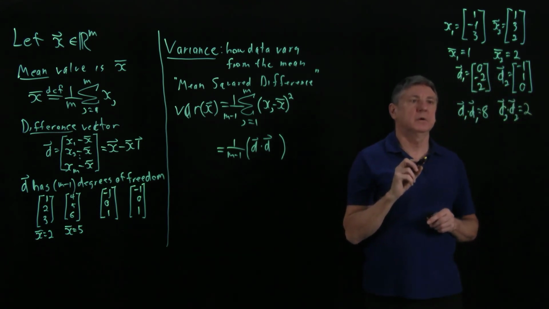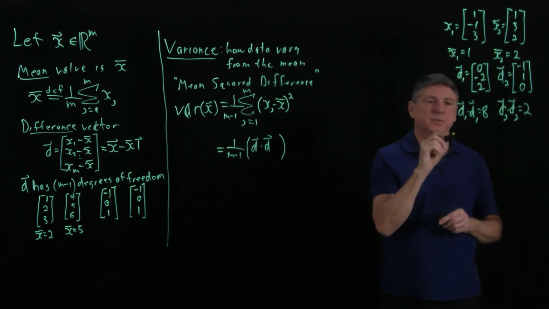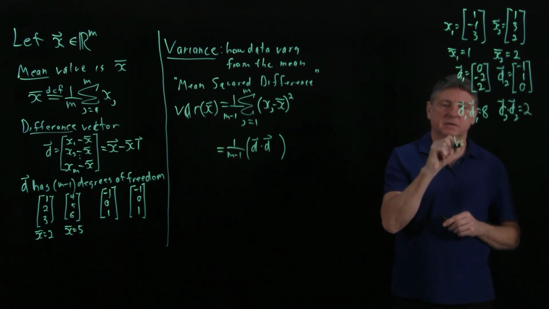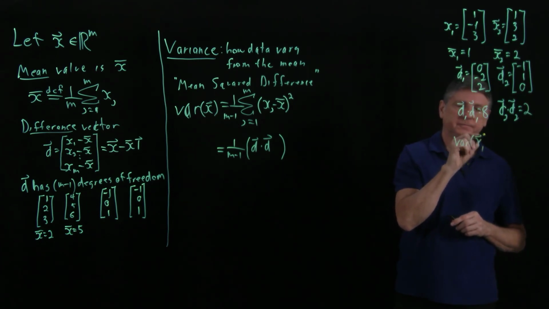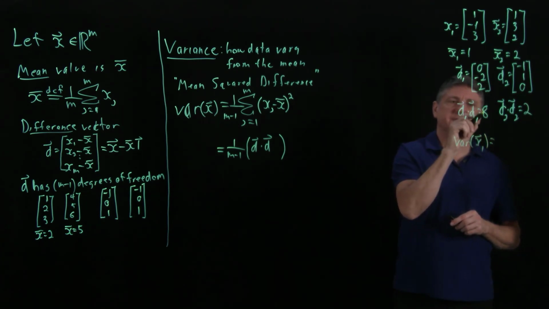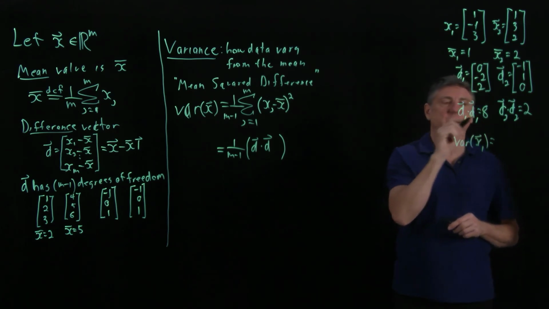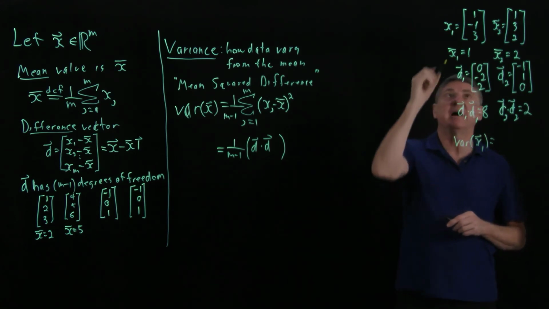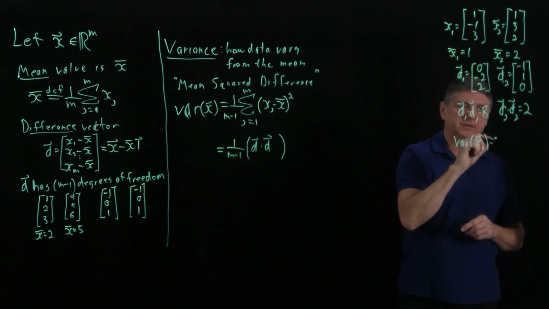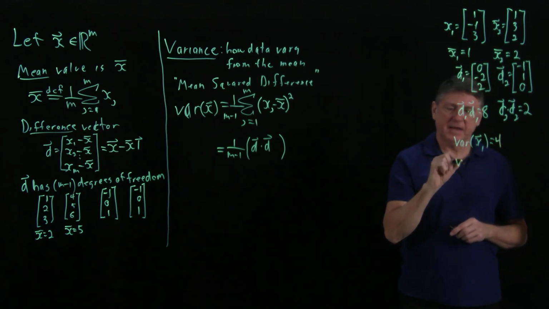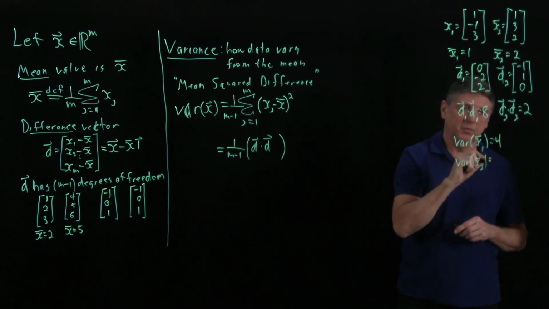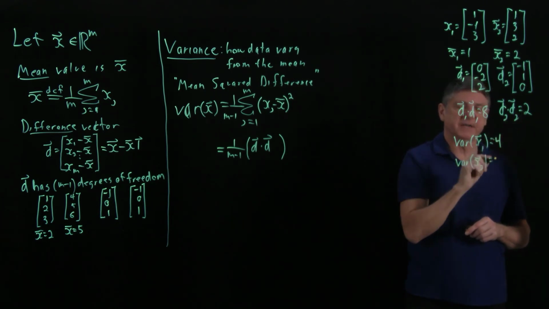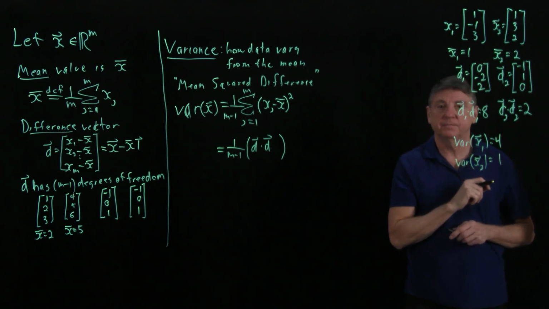So now, what is the variance? Well, the variance of x1 is this value divided by m minus 1. So 8 divided by 2 is 4. And the variance of x2 will be 2 divided by 2 is 1.